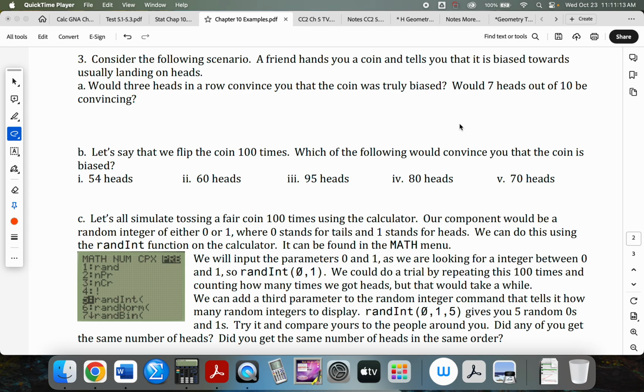So if you got 3 heads in a row, would that be enough to convince you that the coin was really biased? No. Pretty much everyone says that. They're like, yeah, 3 in a row, that could happen. What if you got 7 heads out of 10? So you flipped it 10 times, and 7 times it was heads. No, I could probably do that. Is that enough to convince you that the coin is rigged? No. Maybe you're just throwing it wrong.